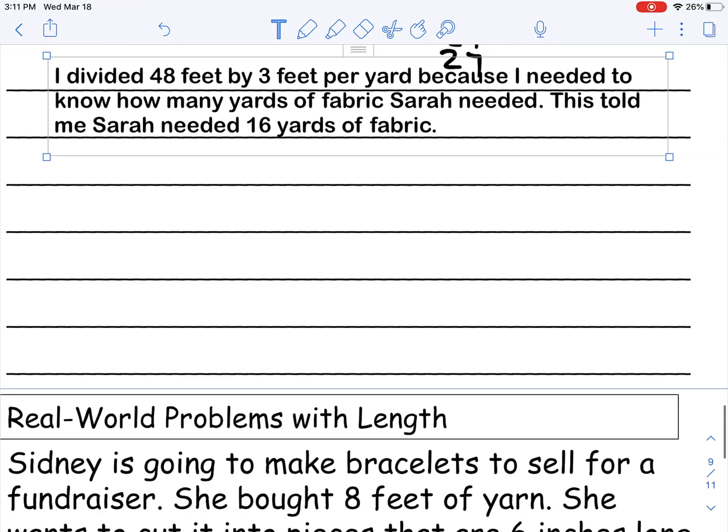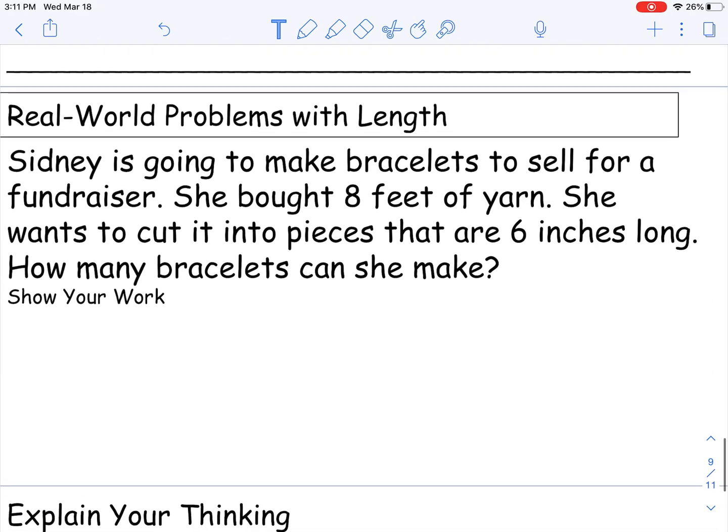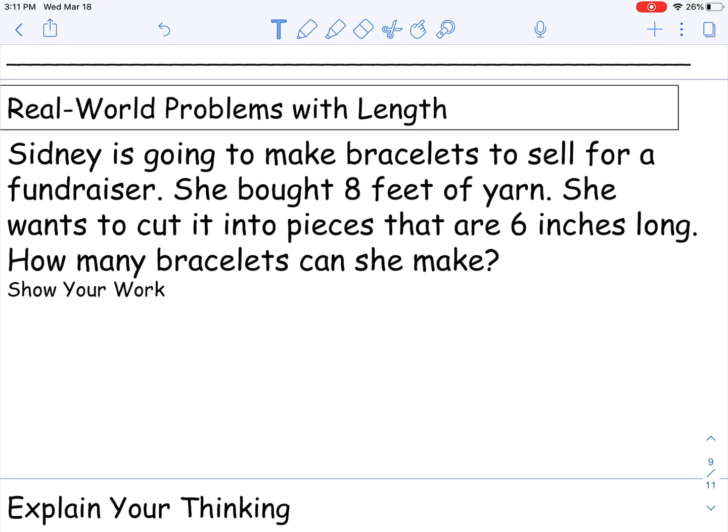Let's look at one more, and this one is going to require us to do 2 steps and convert units. So this is our most complex one. All right, Sydney is going to make bracelets to sell for a fundraiser. She bought 8 feet of yarn. She wants to cut it into pieces that are 6 inches long. How many bracelets can she make?